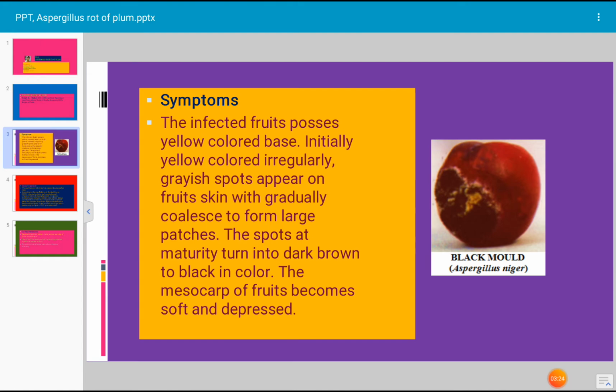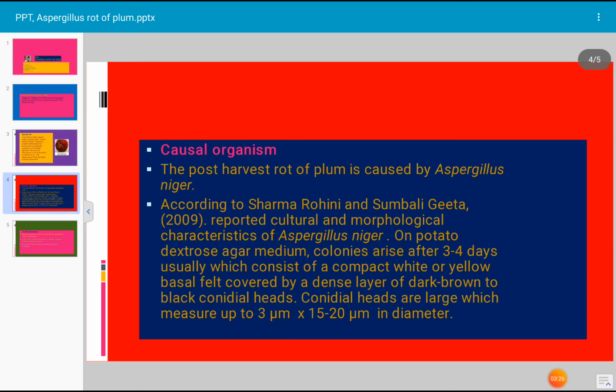Let us see the details of the causal organism. The post-harvest disease of plum, or the market disease of plum, is caused by Aspergillus niger. It is the name of the fungus. According to Sharma and Sumbali in 2019, they reported the cultural and morphological characteristics of Aspergillus niger, and they grew this fungus on potato dextrose agar.